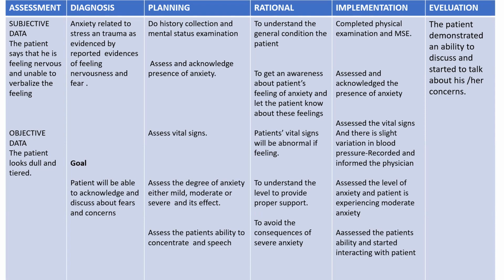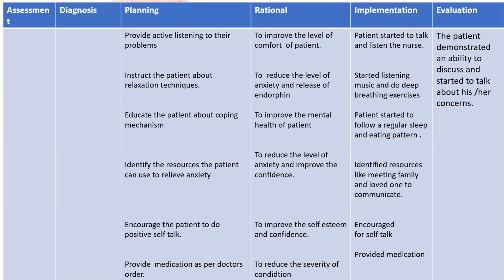Then assess the patient's ability to concentrate and speak. Sometimes if they are anxious, they can't concentrate and speak properly. So you have to understand that to avoid the consequences of severe anxiety. Then in implementation, you can write assessed the patient's ability and started interacting with the patient. All right. Then next planning is provide active listening to the problem. That is very important that you have to add at any cost, listen to the patient, to improve the level of comfort of the patient. So in implementation, you can write provided active listening and the patient started to talk.